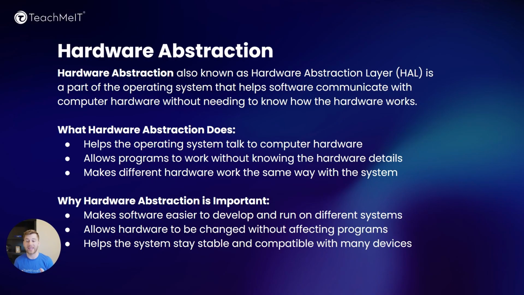Next up is hardware abstraction. Hardware abstraction, or HAL, essentially allows all the software that we use on our computer to communicate with our computer hardware without needing to know any information about the hardware. So think of it kind of like an intermediary between our hardware and our software. That's what this part of our operating system does.